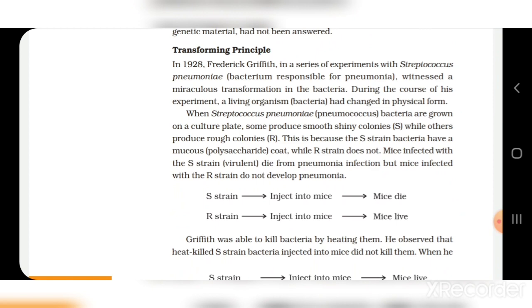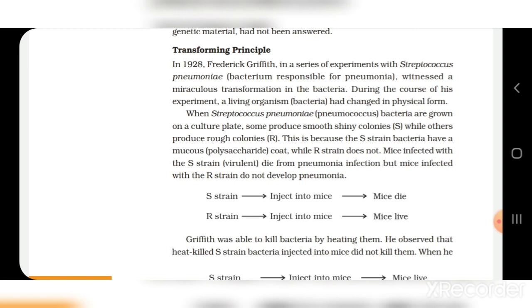rough strain. The S strain usually forms smooth shiny colonies, as these bacteria had a mucus coat on their surface. While the R strain formed rough colonies, as they don't have that coating, so the surface was rough and the colony usually appeared dull in the plate. So what is the basic difference between the S strain and the R strain?